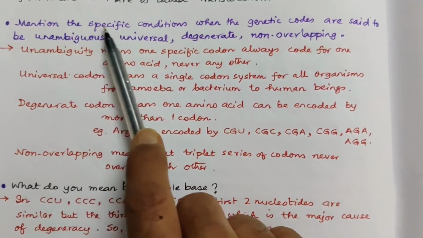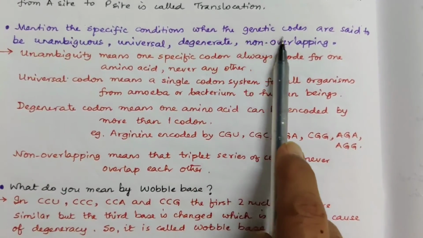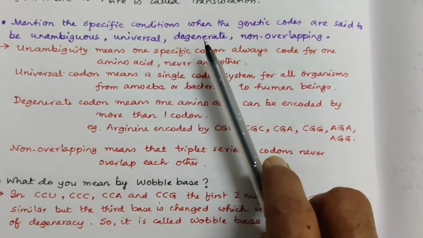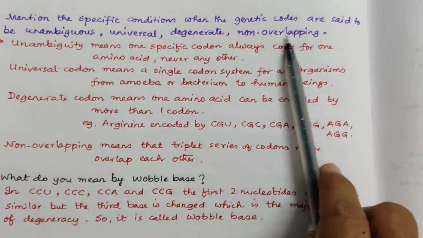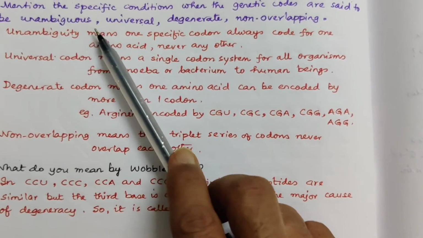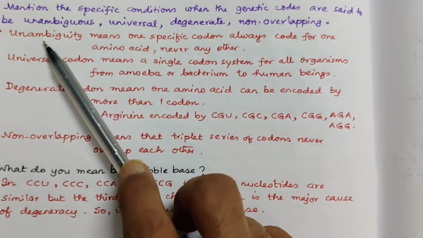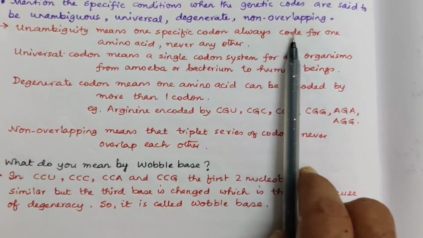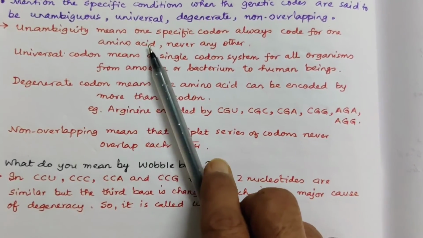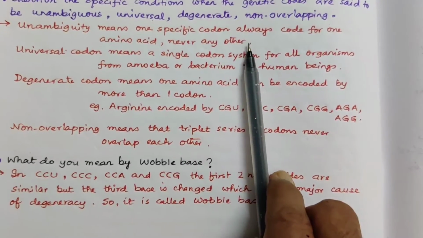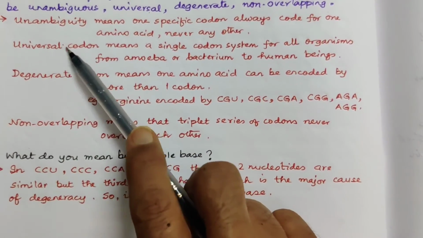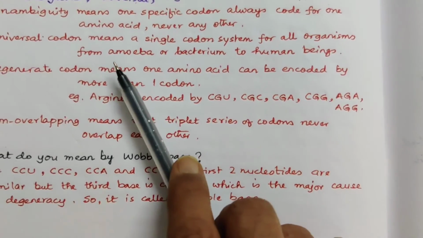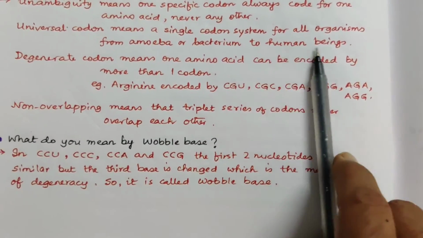Next question is, mention the specific conditions when the genetic codes are said to be unambiguous, universal, degenerate and non-overlapping. These are the characteristics of genetic codes. Unambiguous means one specific codon always codes for one amino acid only, never any other. The codon is universal means a single codon system for all organisms, right from amoeba or bacterium up to human beings.